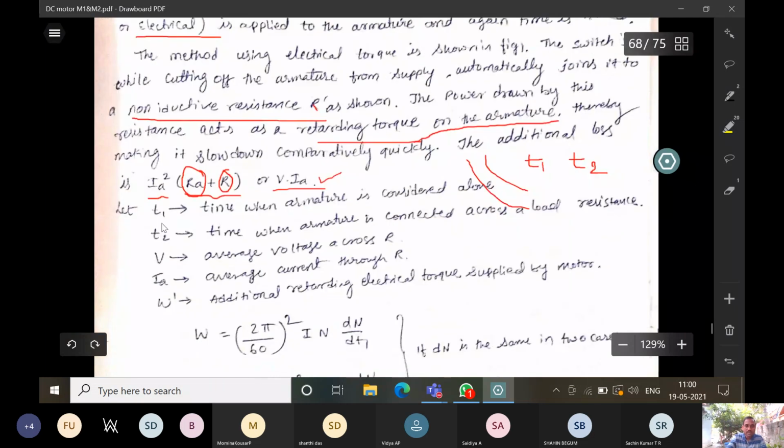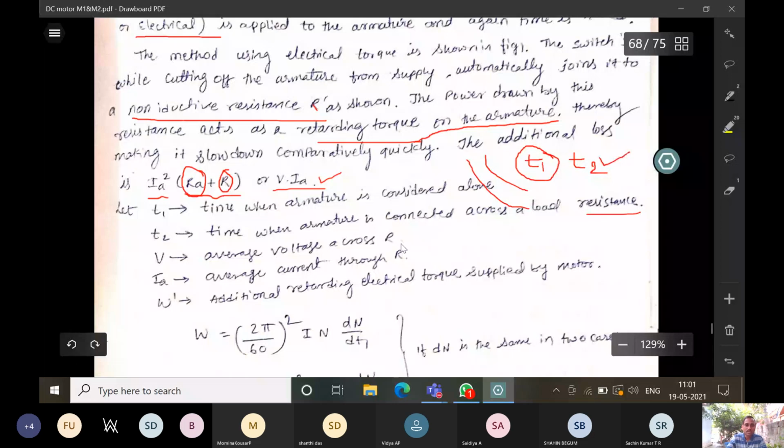T1 is the time when the armature is considered alone. So switch off the motor and the armature will come down. In the second case, you switch off the motor and connect it to the load resistance. The time when the armature is connected across the load is called T2.